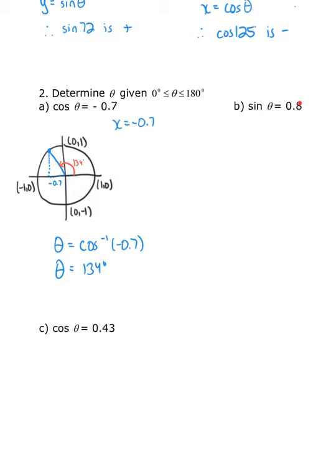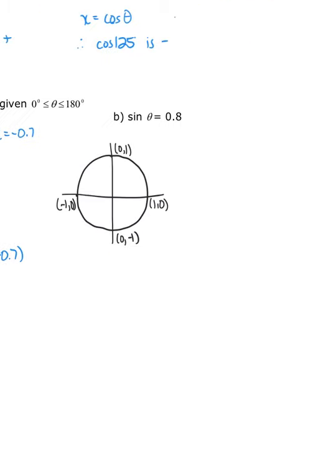Sine theta equals 0.8. So I've set up the unit circle. I'm now looking for the sine theta. And remember that sine theta is equivalent to the y value. So really we're finding when y is equal to 0.8. So that means we want to draw the right angle triangle where the opposite of the angle is 0.8.